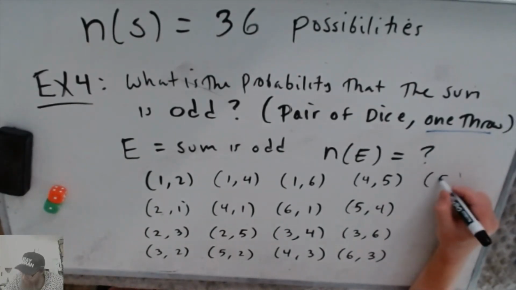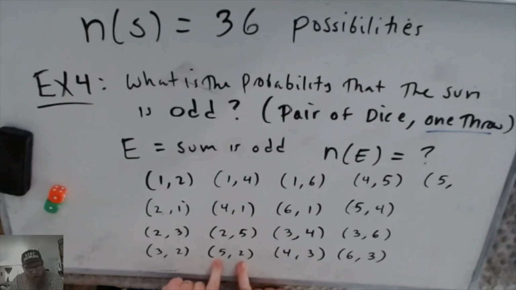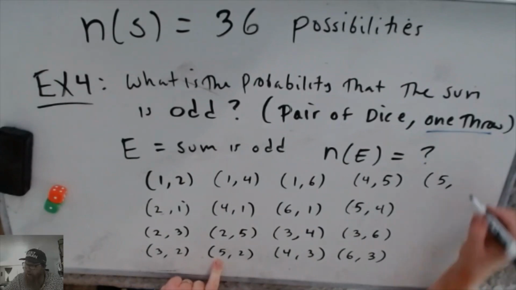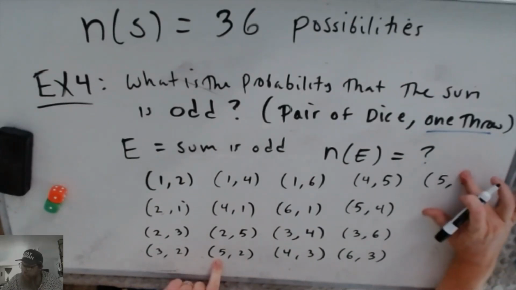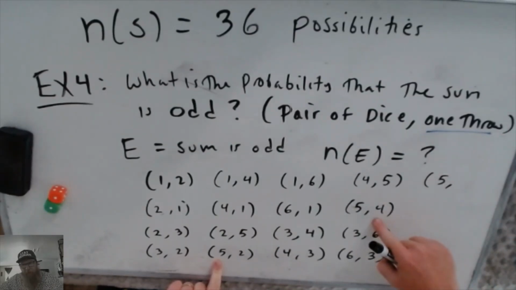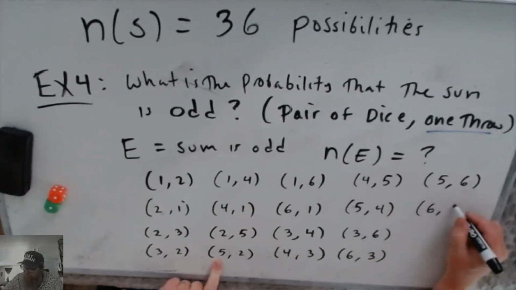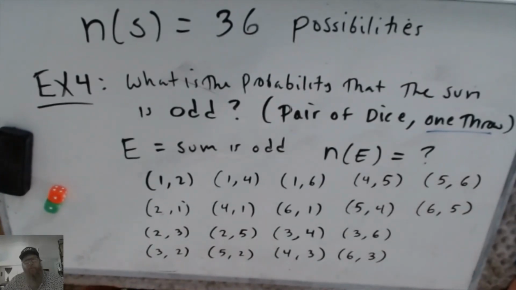All right, let's go to 5. Now we already have 5, 2. 5 and 1 is not odd. 5 and 1 is 6. So we'll go with 5, 3. Nope, that's not odd either. 5, 4. That's not odd. We already have 5, 4. 5, 5 is not odd. So the only one left is 5, 6 and 6, 5. So these are all the possibilities in which it's odd.